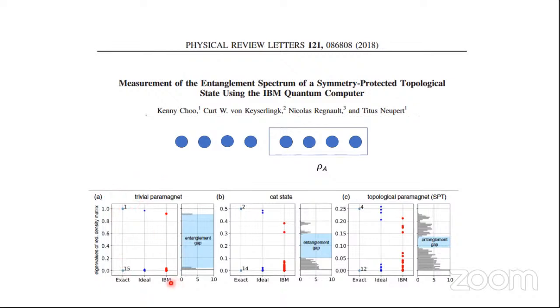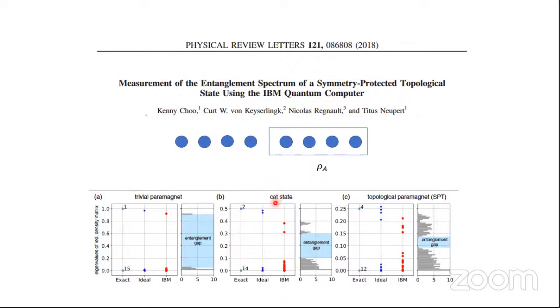In reality, when you do it on a quantum computer, this is the ideal, this is a noisy simulation, and you see that the 1 is not really 1, but still it's almost 1. This is the experiment, and what you see is that basically you obtain a lot of values here and a few values there. Let's now move to the second state.